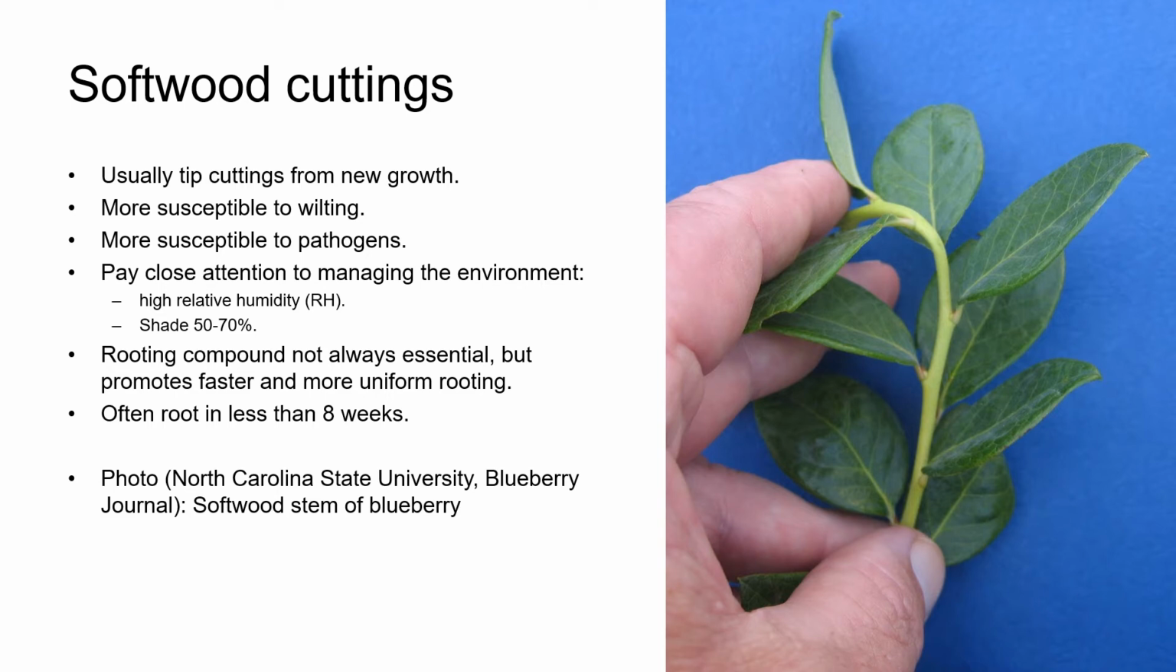Ideally, softwood cuttings are rooted under high relative humidity created with a high-pressure fog system. The larger amount of water applied in a mist system can result in the medium being too wet and the base of the cuttings rotting. Shading of between 50 and 70% in summer is usually essential.